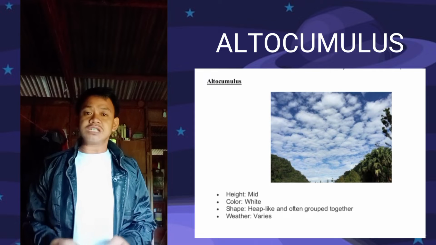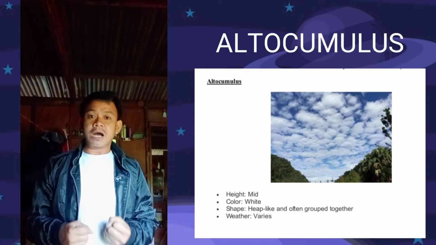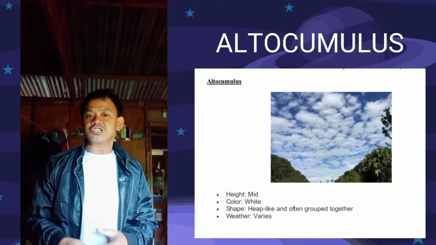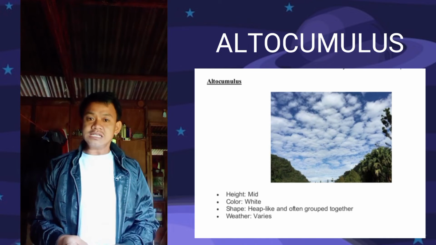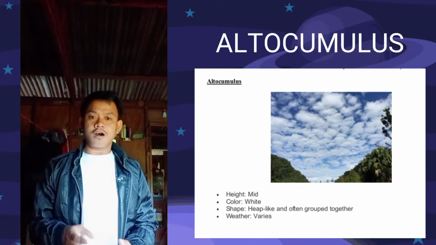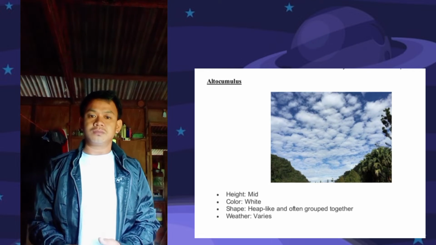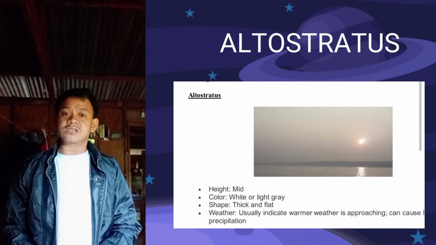Altocumulus clouds are fairly common clouds that look like round white or gray patches in the sky. They are sometimes grouped in parallel lines and have been described as looking similar to tufts of wool or fish scales. The second type of cloud is altostratus.